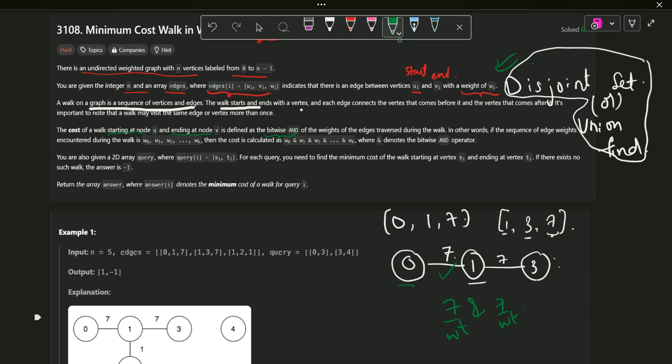Okay, my dear friends. Now, you are also given a 2D array query, where query[i] is equal to Si, Ti. Here, Si, Ti defines the minimum cost of a walk starting at vertex Si and ending at the vertex Ti. If there exists no such walk, then the answer is -1. Return the answer in the form of an array. We should return the answer in the array format.